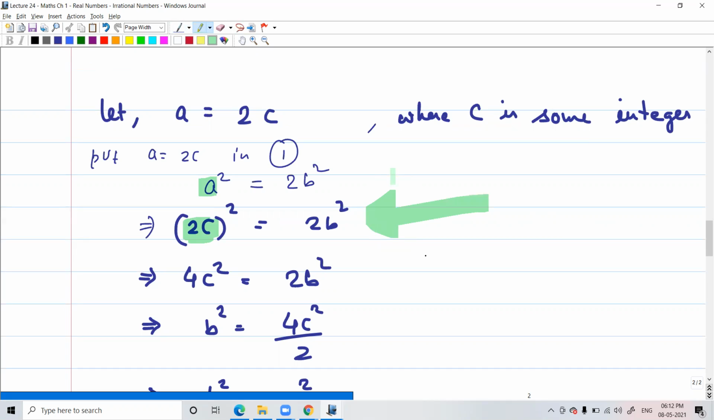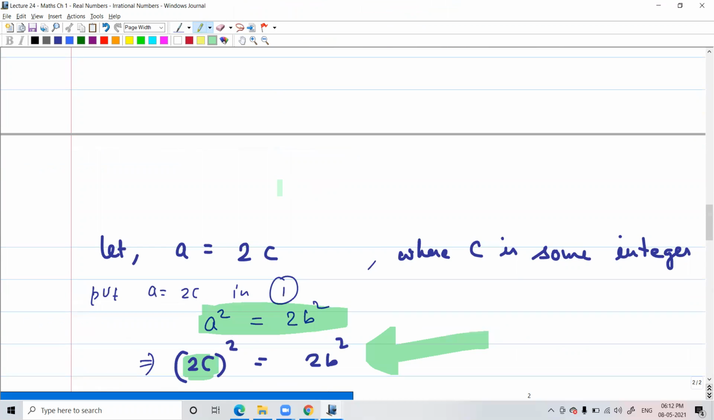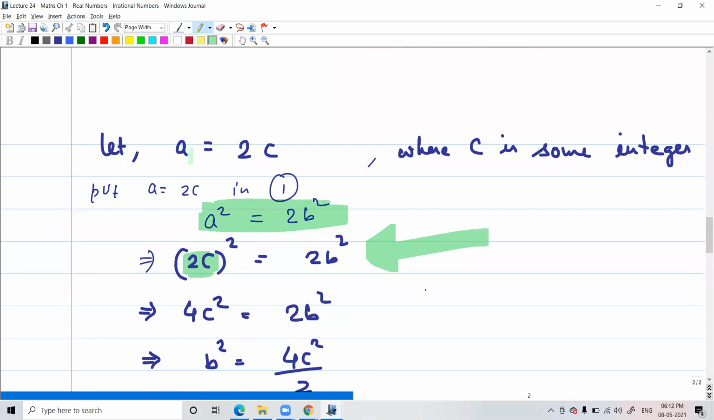Sir, I didn't understand the 2c square is equal to 2b square, sir. Okay, so this statement is coming from the first equation. We have got this equation over here: a square is equal to 2b square. We know that already, right? Up to that it's clear to you? Yes, sir. Now what we have done is we have written the same a square is equal to 2b square, and then in place of a, we have put 2c. We are just replacing the value of a. Can you see that? a has been replaced with 2c, okay?